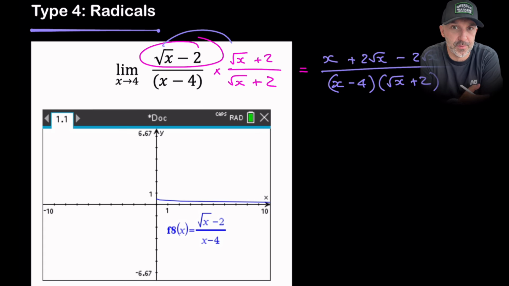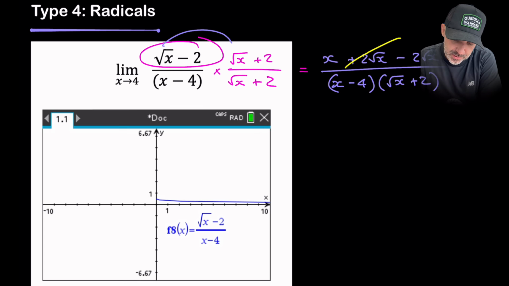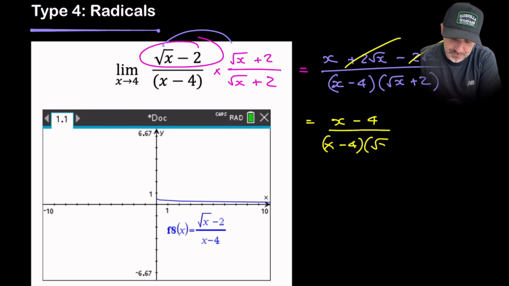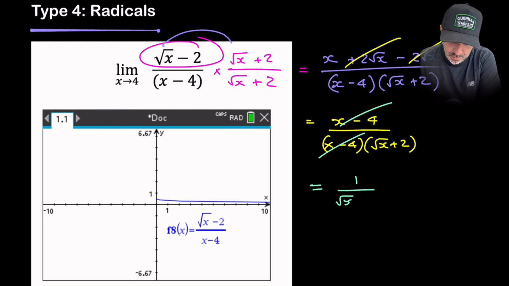So I haven't done anything with the denominator. Now in the numerator, you'll see that the 2 root x and the minus 2 root x cancel each other out, leaving us just with x minus 4 on the numerator. Now that is exactly the same as one of these factors on the denominator, so we're going to be able to cancel that out. So cancelling x minus 4 and x minus 4 leaves us with 1 over root x plus 2.